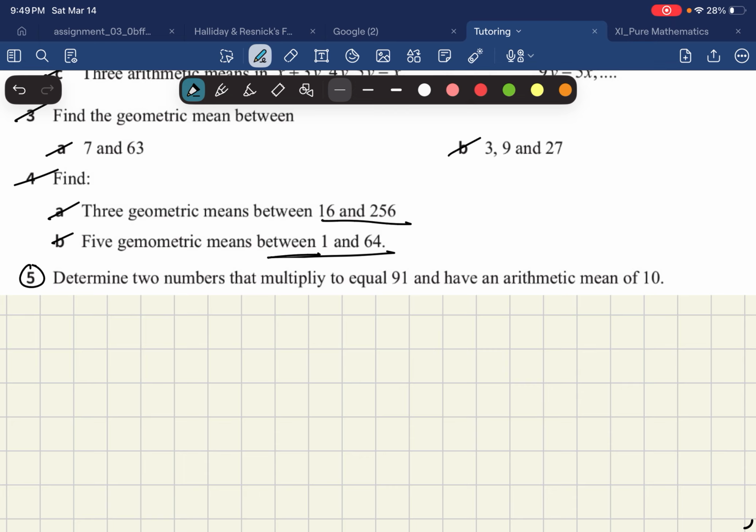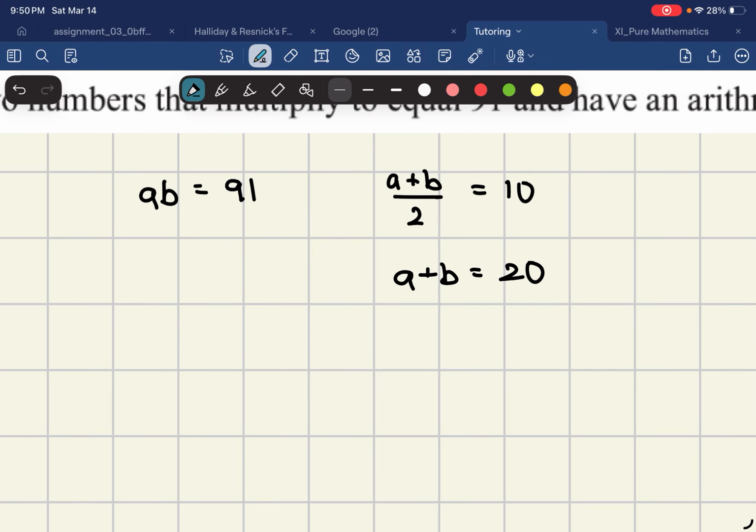Determine two numbers that multiply to equal 91. So basically, let's say our numbers are a and b. So a times b is 91, and their mean is 10. So a plus b divided by 2 is 10. Arithmetic mean just means that my two numbers, when I add them and divide by 2, I get 10. So if I multiply by 2 on both sides, a plus b is 20. And I know ab is 91. So a is just 20 minus b.